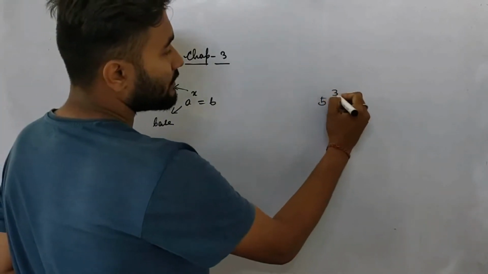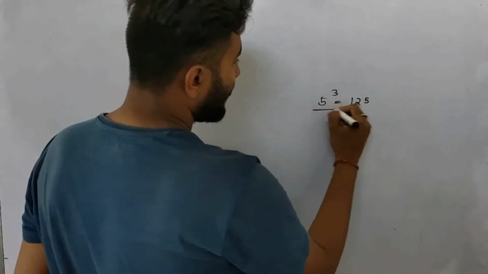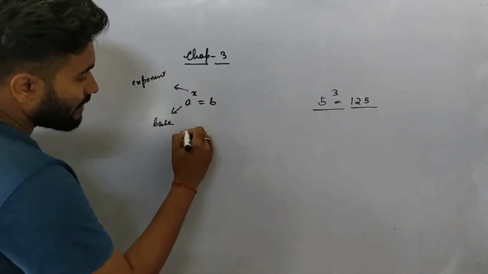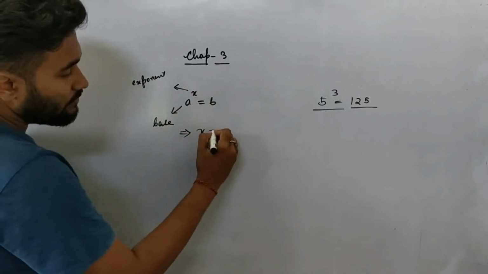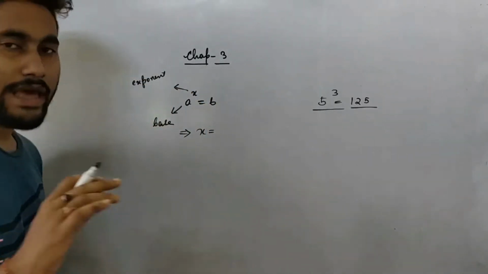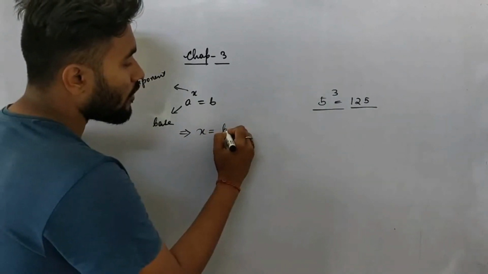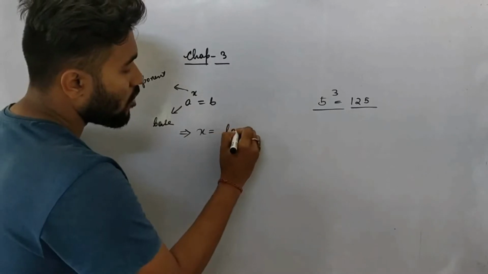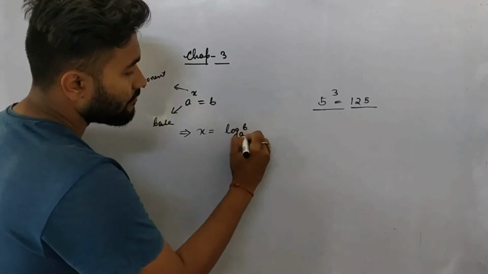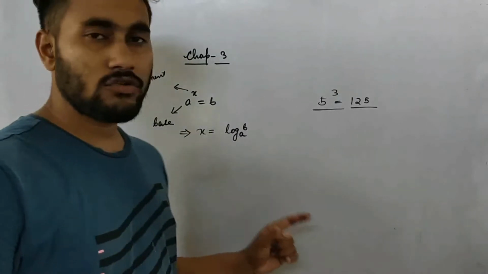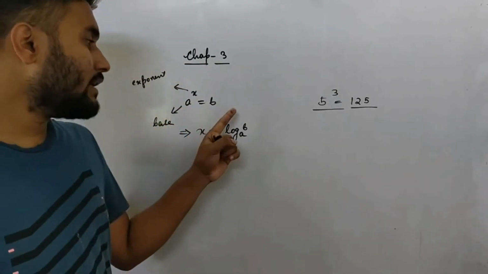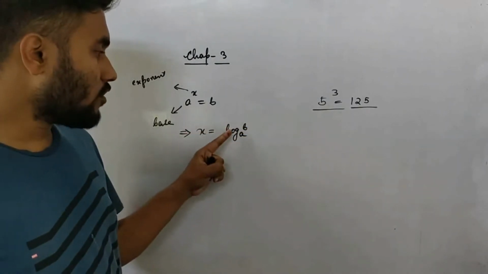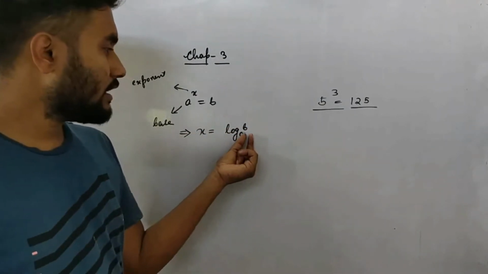Say 5 cube is what? 125. So now from where does logarithm come? Which implies this x will be equal to log b base a. Understood? This a will go to the right side, and when it goes that side, log will come. This a will be the base and b over here.